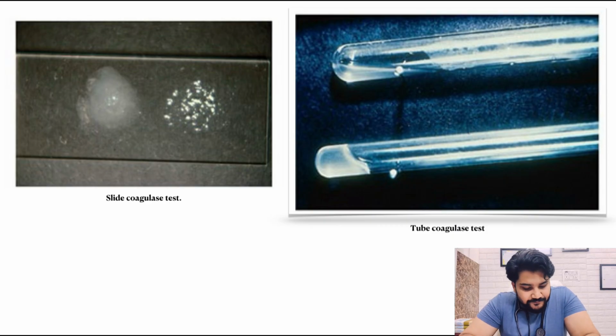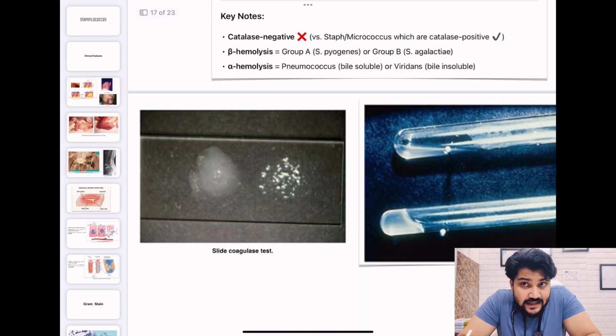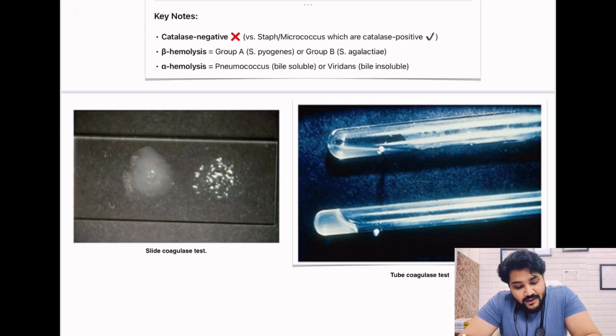So this is your coagulase test. Remember, the coagulase test is the second most important for the differentiation of your Staphylococcus. This is for Staphylococcus species differentiation. This will help you to differentiate the species of Staphylococcus. Okay, fine. So this is your coagulase test.